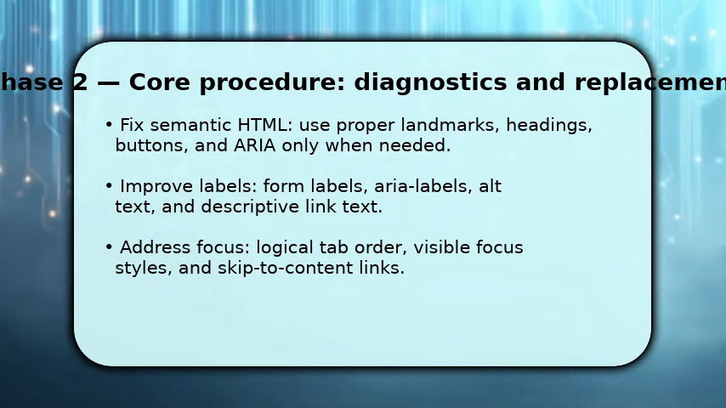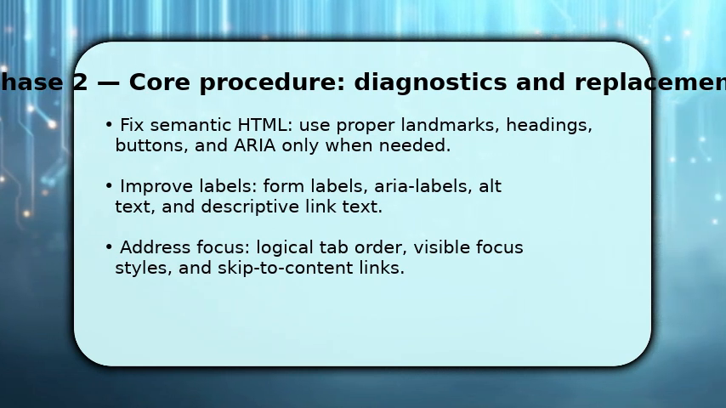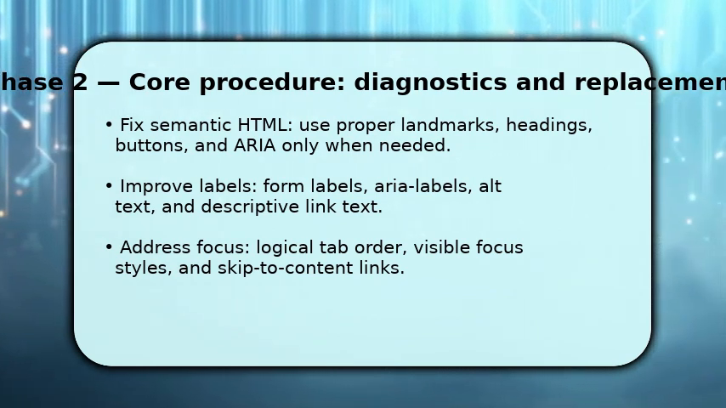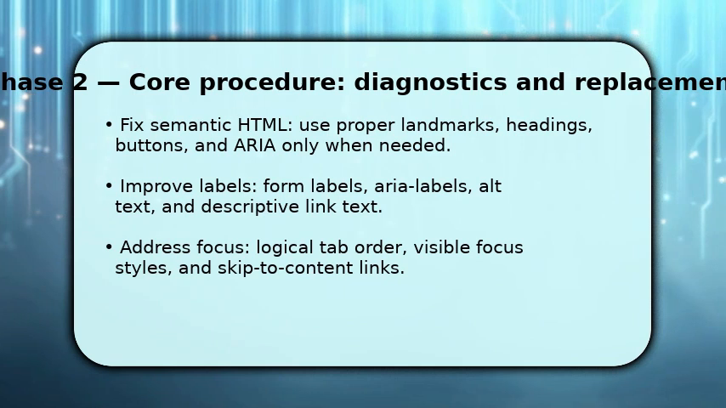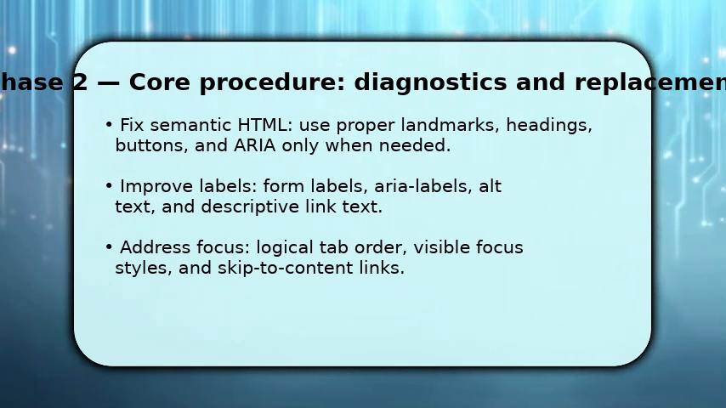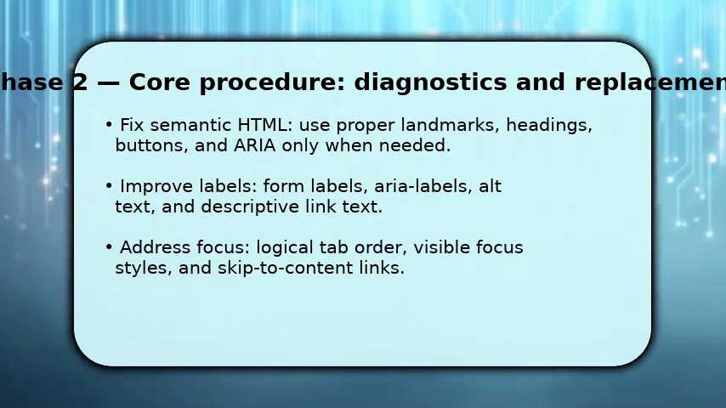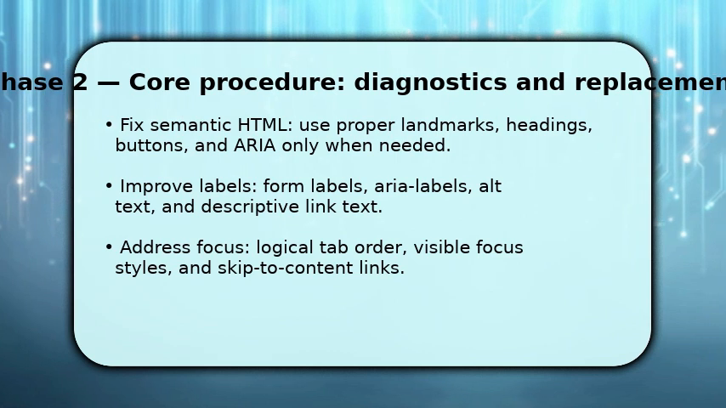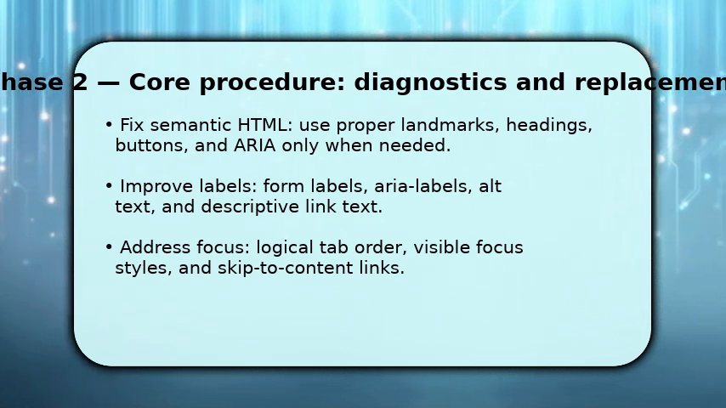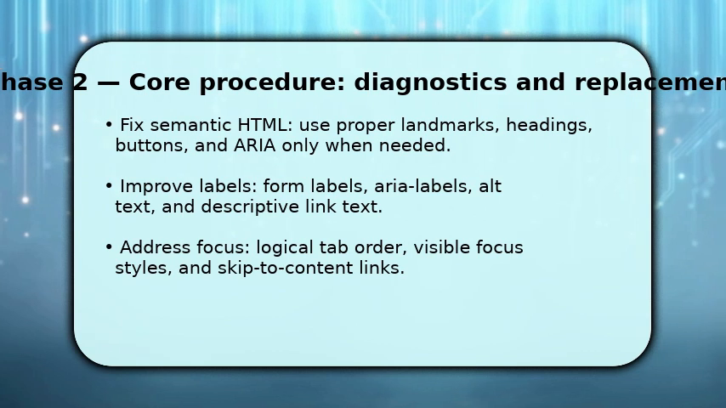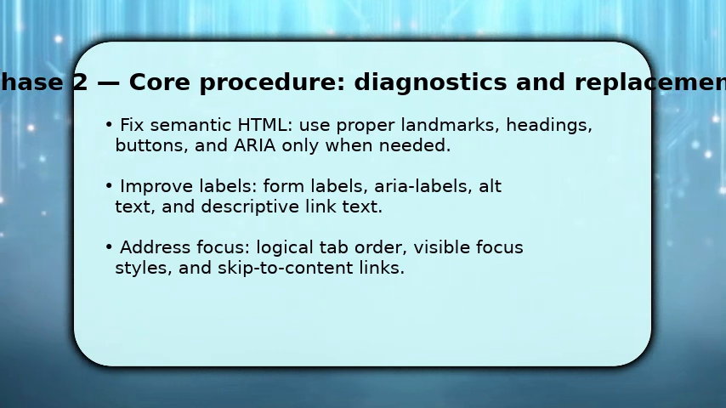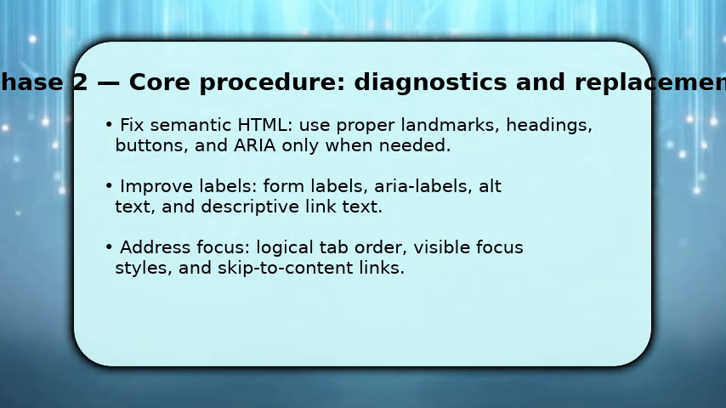Make form fields explicit with labels and associate them programmatically, and add concise alt text to images so content reads correctly. Also, ensure logical tab order and visible focus states, and implement a skip-to-content link for keyboard users. These steps improve comprehension and navigation for assistive tech across your site.